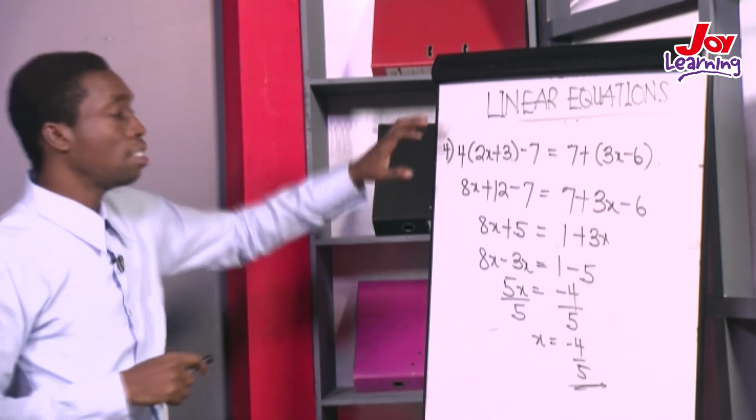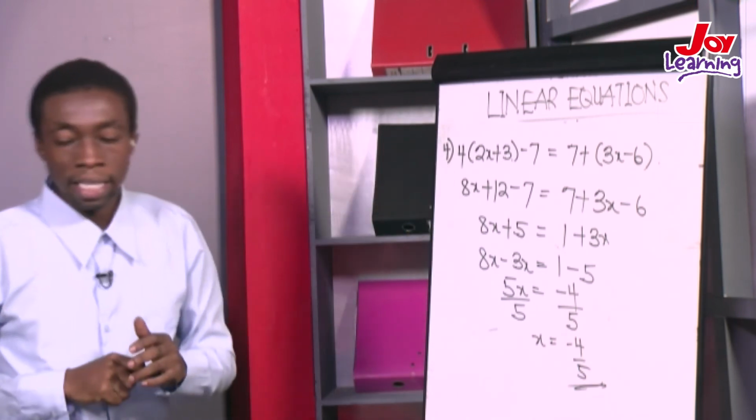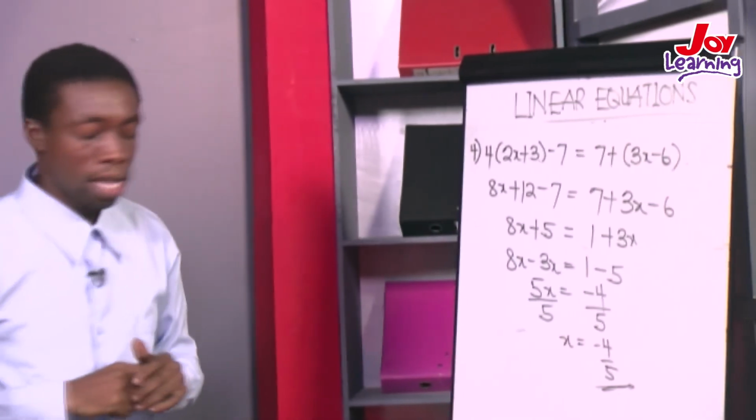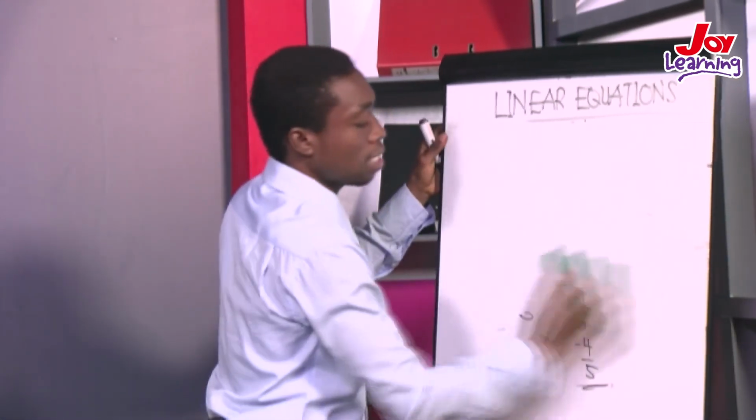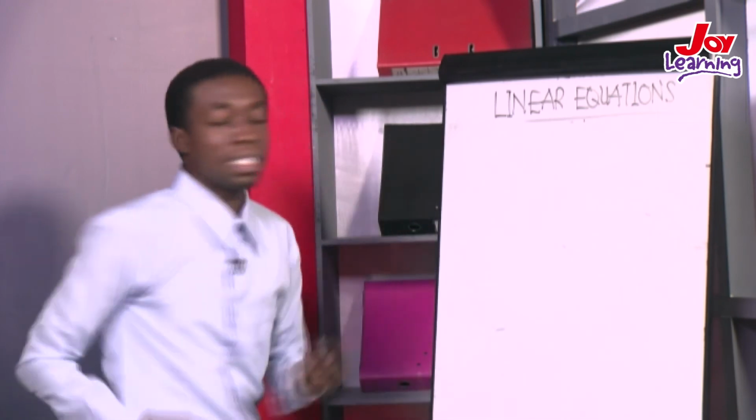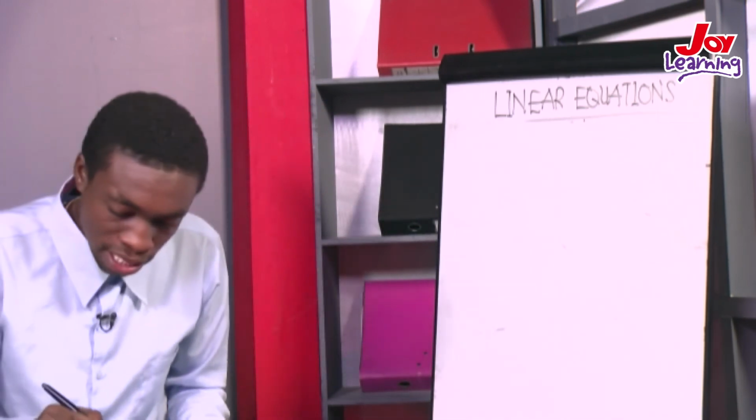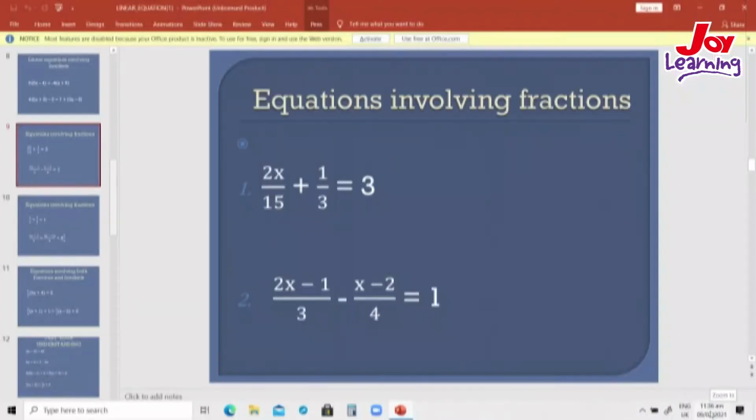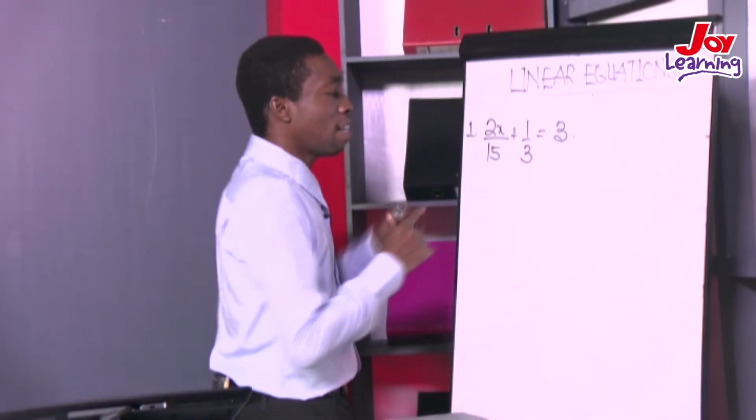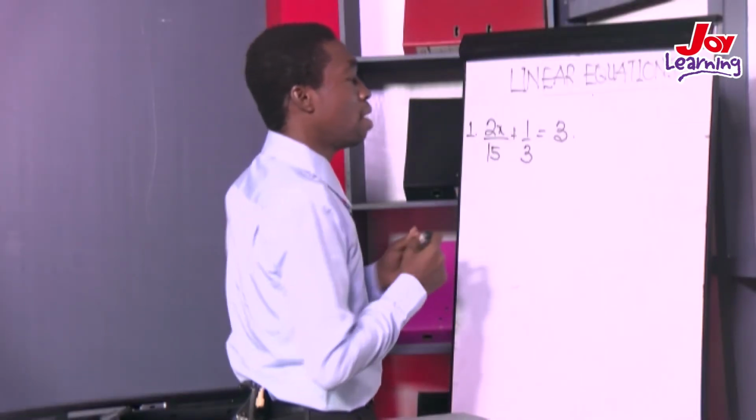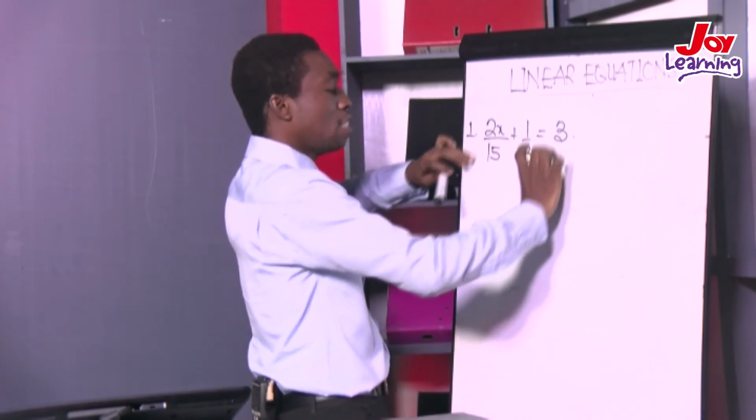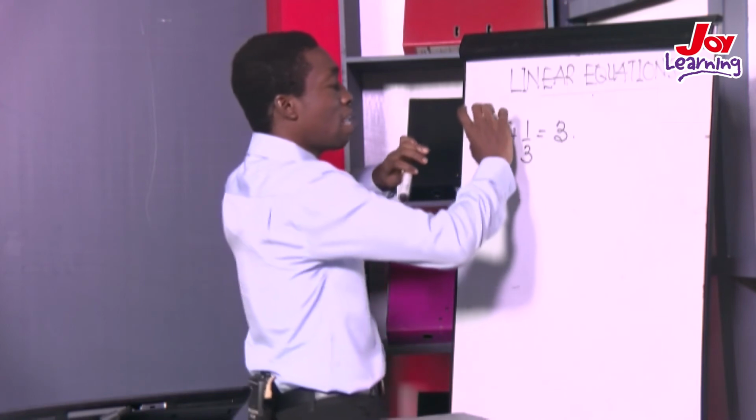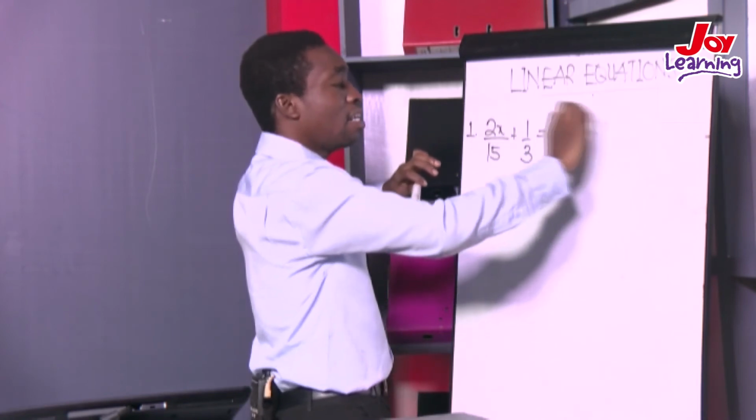So this is how to deal with linear equations involving brackets. Okay, so now let's get another set of questions that we want to look at. The ones involving fractions. So linear equations involving fractions. For an equation like this, we have 2x over 15 plus 1 over 3 being equal to 3. So the first thing we do is we make sure we get rid of what? The denominator. So we make the equation as in a straight line.